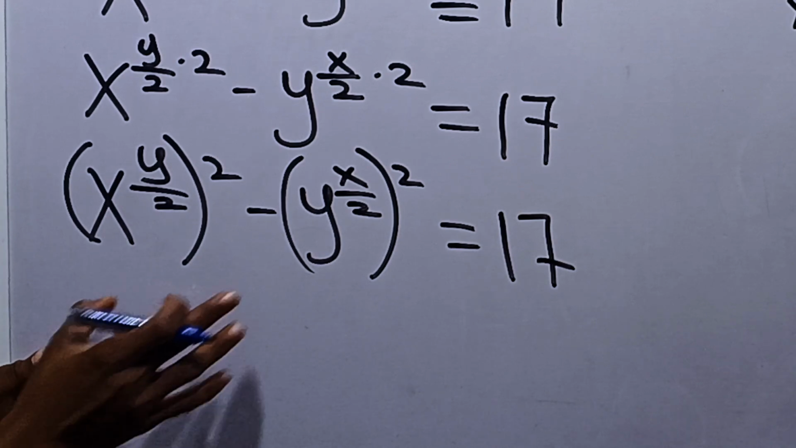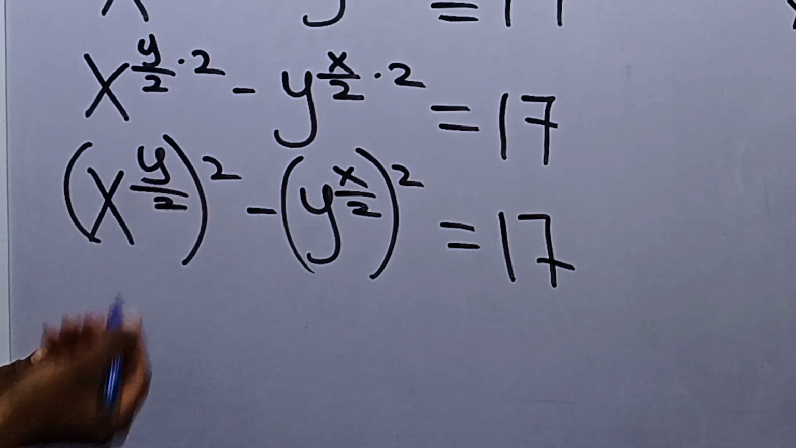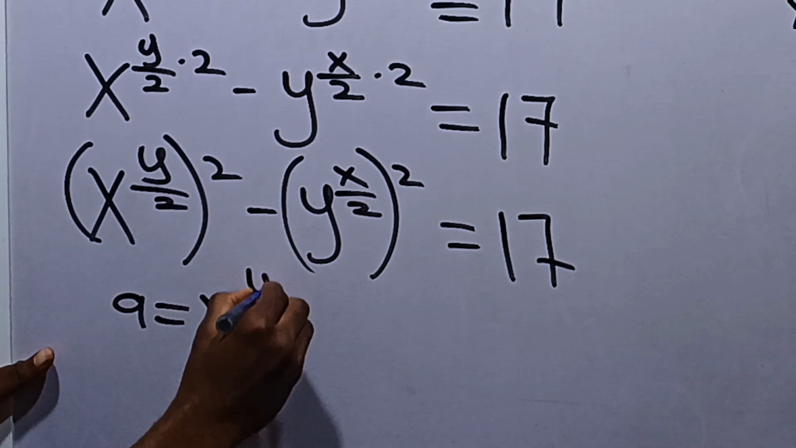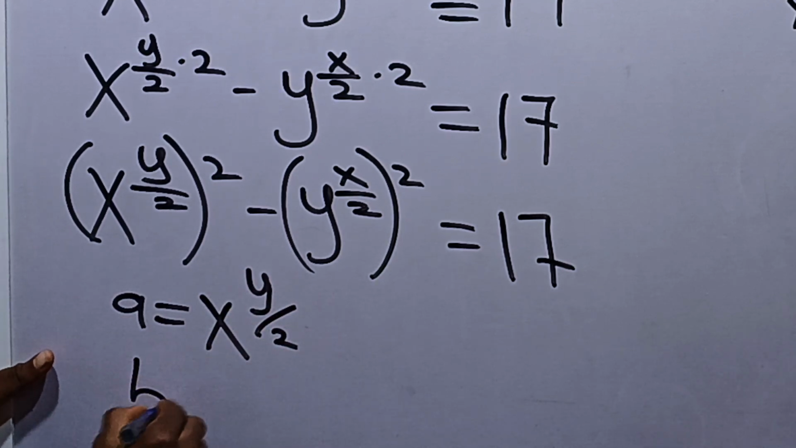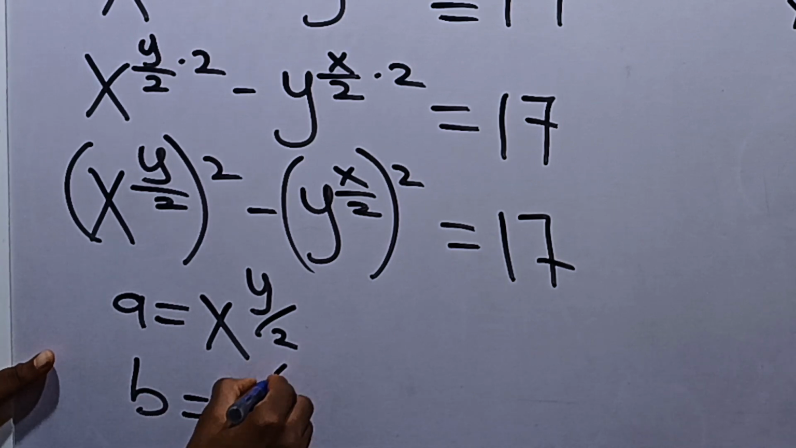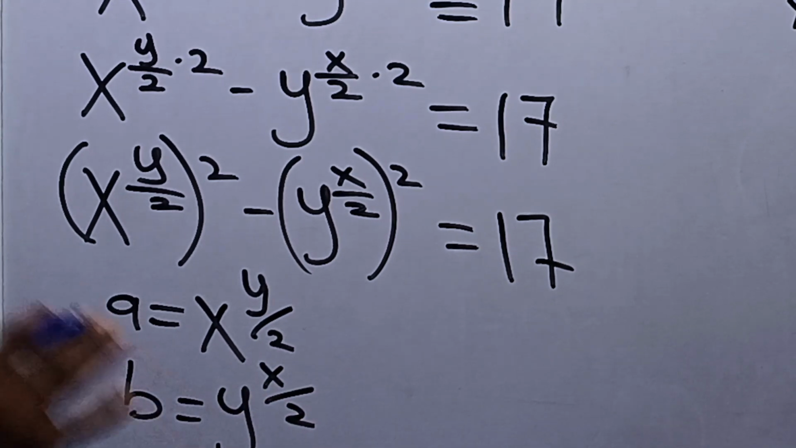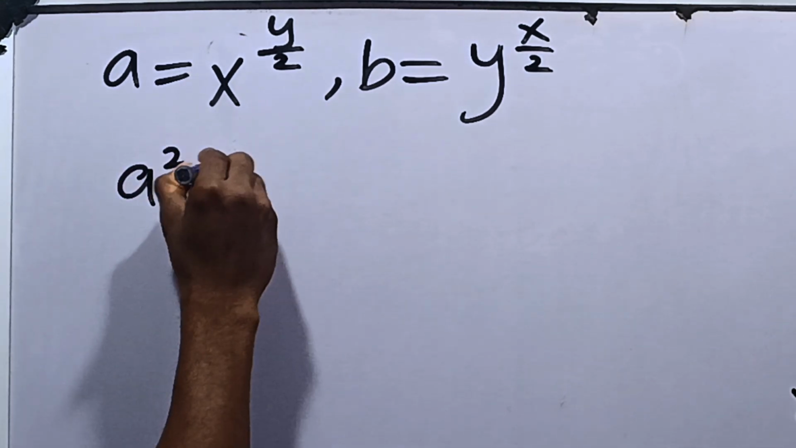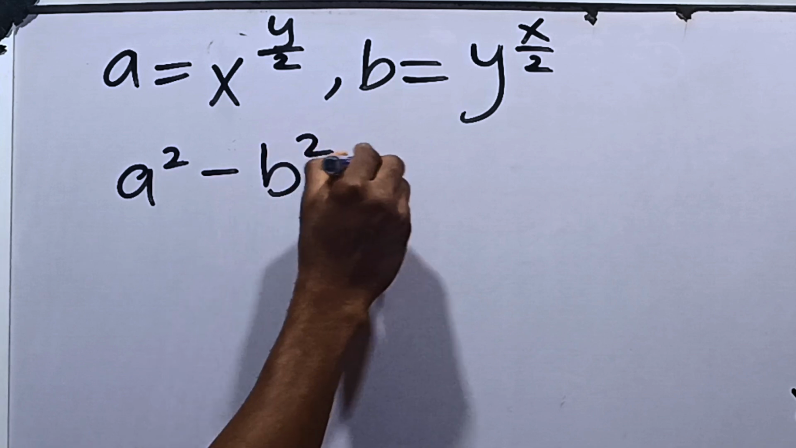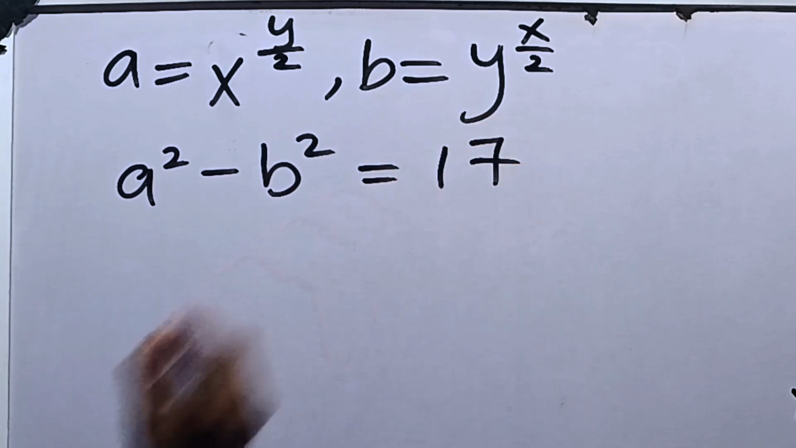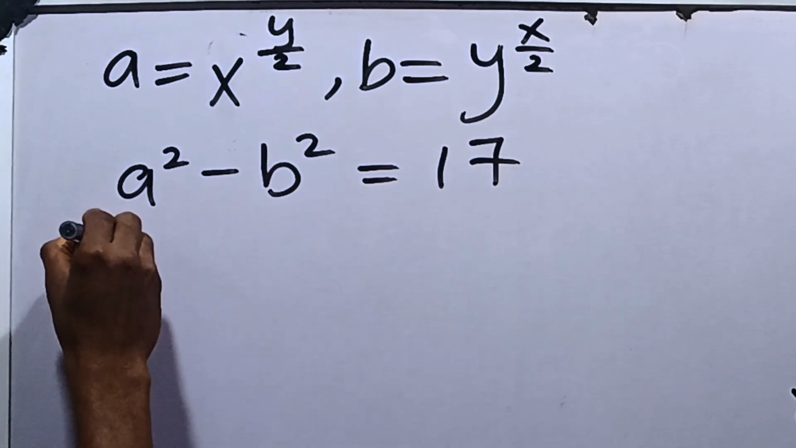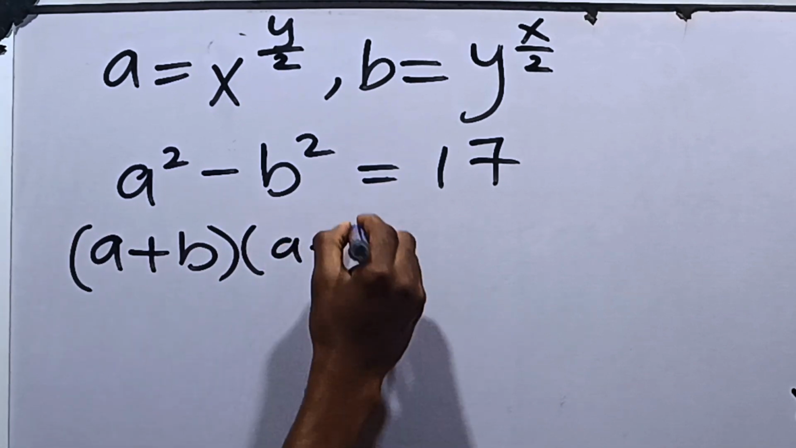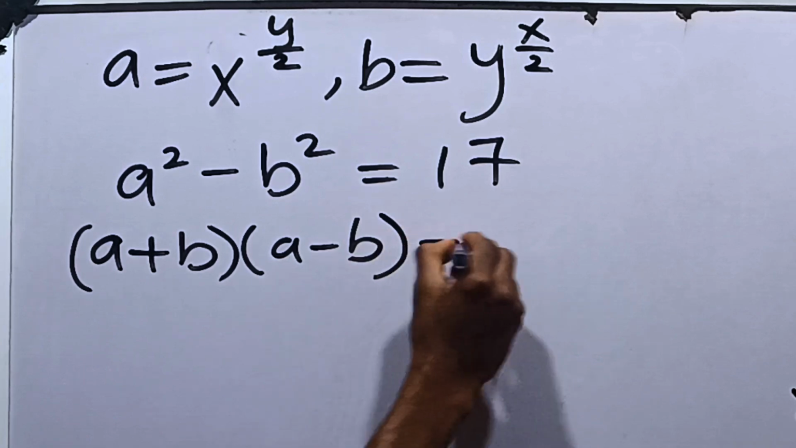Now, moving on from here, you have seen that you have a difference of two squares. We can now go ahead and say that a is equal to x raised to power y over 2 and b is equal to y raised to power x over 2. So we can now write the expression as a squared minus b squared equal to 17. Now this is equal to a plus b multiplied by a minus b, from factorizing, equal to 17.